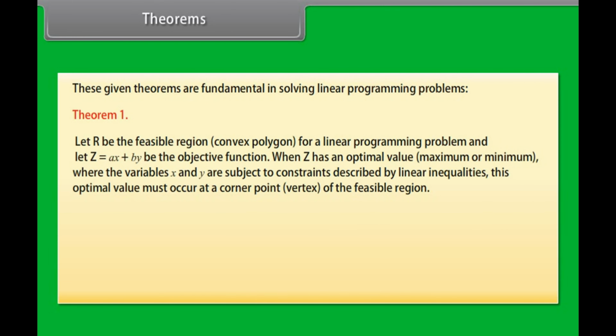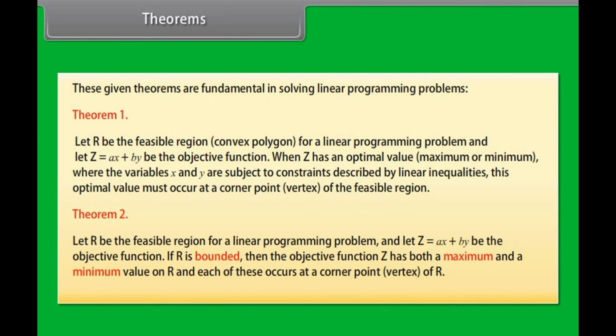Theorem 1. Let R be the feasible region, a convex polygon, for a linear programming problem, and let Z equals AX plus BY be the objective function. When Z has an optimal value, maximum or minimum, where the variables x and y are subject to constraints described by linear inequalities, this optimal value must occur at a corner point vertex of the feasible region.